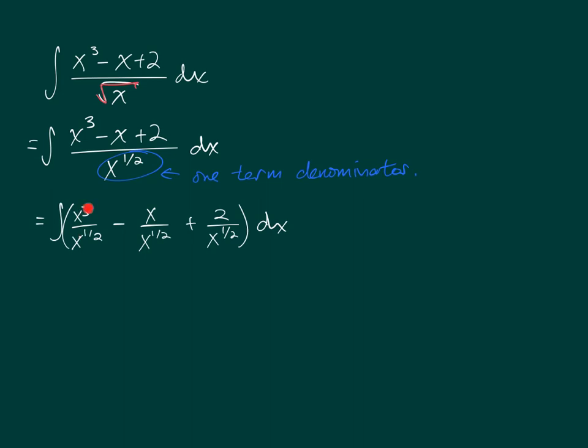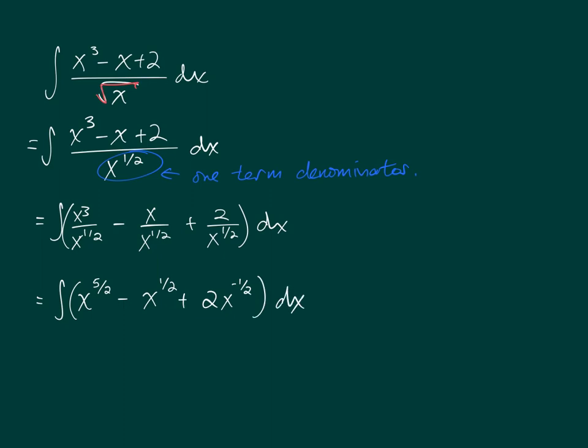Now, why would you ever want to do this? Well, we can simplify this fraction and this fraction, and since this has no x's in the numerator, we can bump this x to the 1/2 up to the numerator. And we can get x to the 5/2. That's what happens. 3 minus 1/2 is 5/2. Minus x to the 1/2. Again, 1 is the exponent here. 1 minus 1/2 is 1/2. Plus 2x to the negative 1/2 dx.